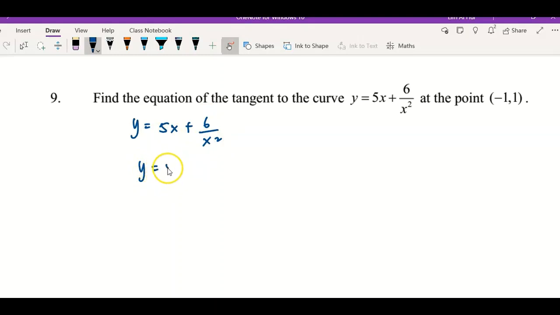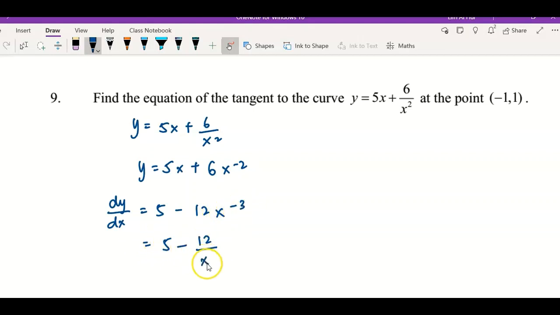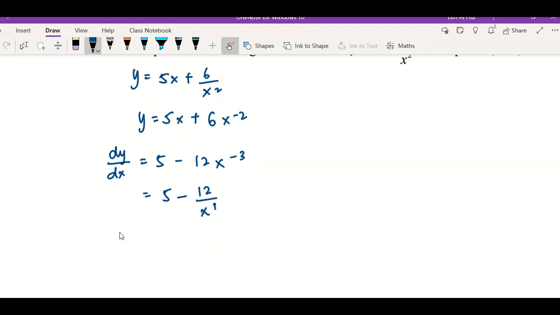You can rearrange your function to be like this, so it is easy for you to differentiate. dy/dx equals 5 minus 12x to the power of -3. You rearrange it, you will get 12 over x cubed. Why do I need to find dy/dx? Because dy/dx is representing the gradient of the tangent.